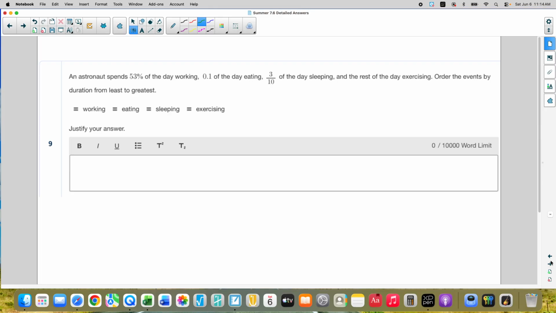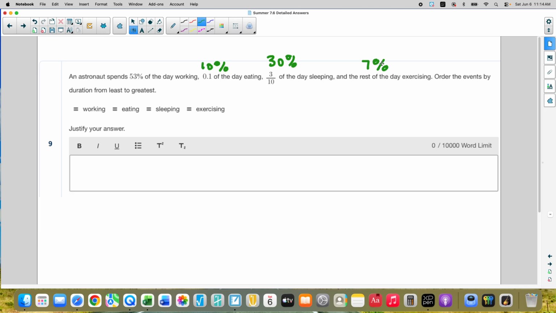An astronaut spends 53% of the day working. 0.1, not percent, it's not 0.1%. It's going to be, if we change this decimal to a percent, it would be 10% of the day eating and 30% of the day sleeping, and the rest of the day exercising. So we got 53, 63, 93, so that would be 7% left.